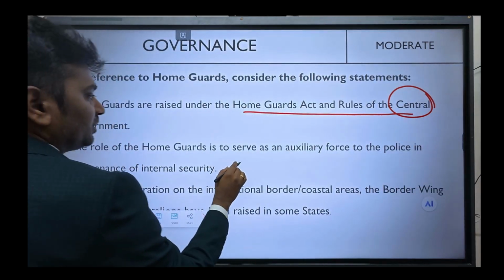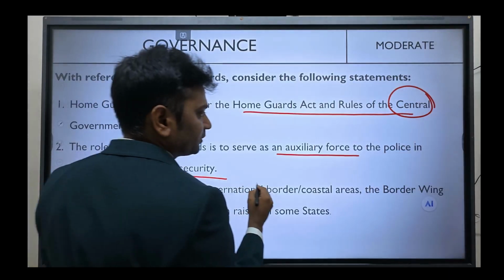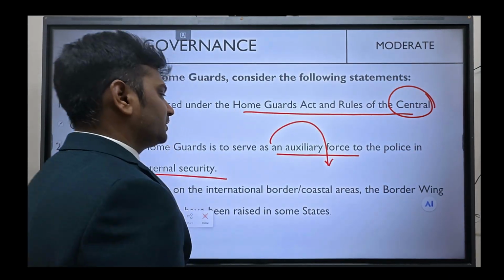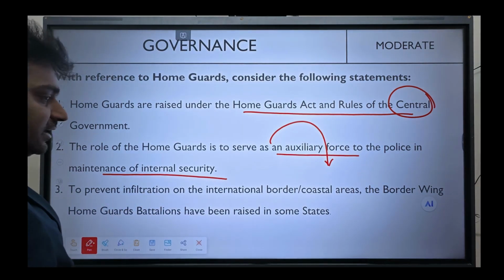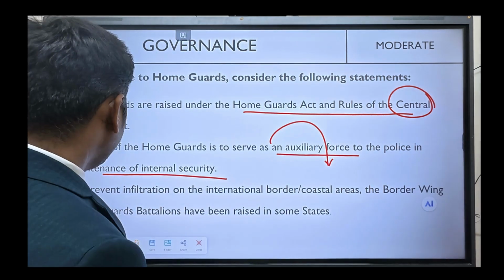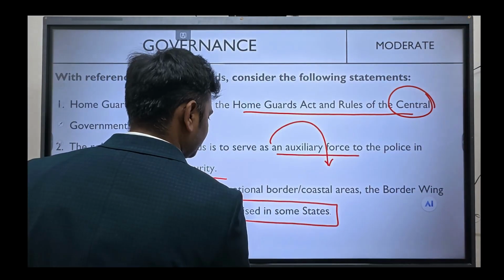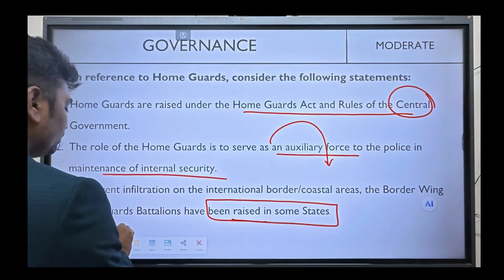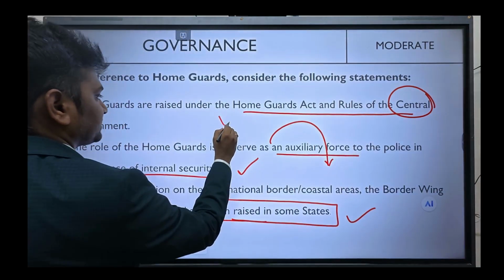The role of the Home Guard is to serve as an auxiliary force to the police in the maintenance of internal security. Yes, it helps the state police to maintain internal security. To prevent infiltration of the international borders and coastal areas, border wing Home Guards battalions have been raised in some states. So this is correct. First statement is wrong.